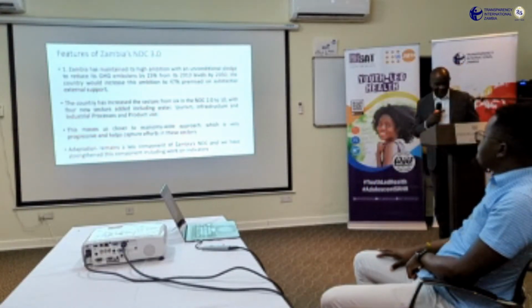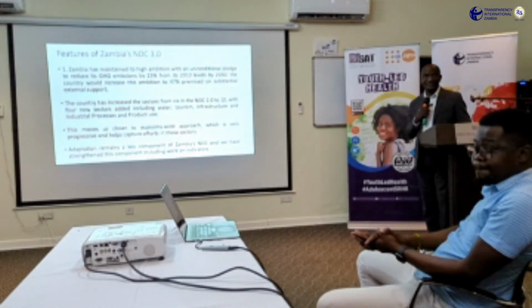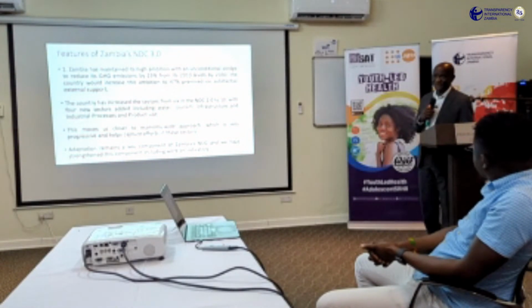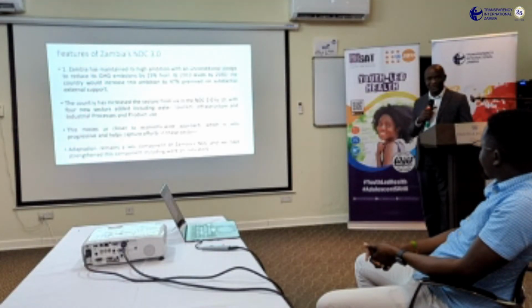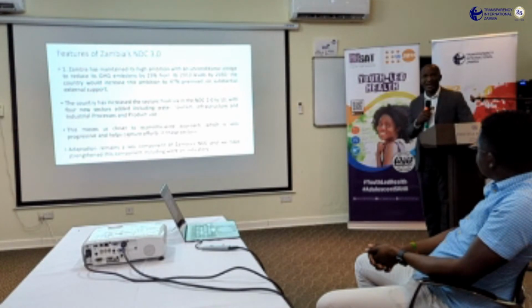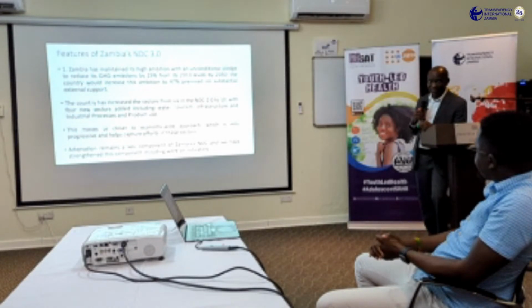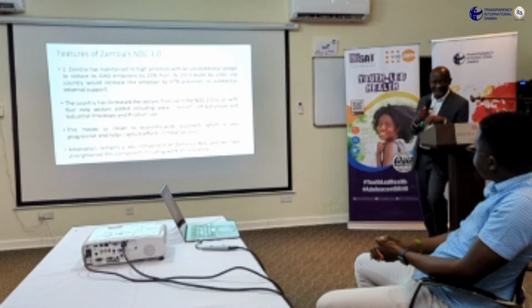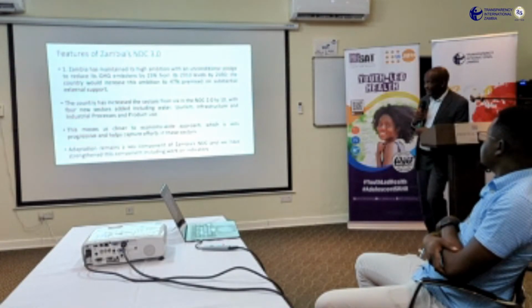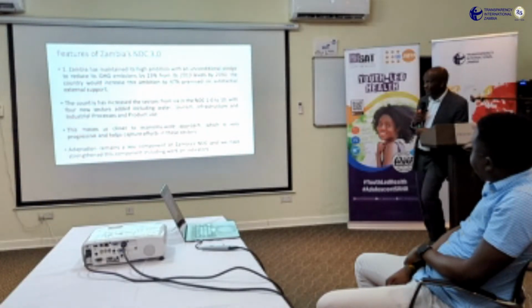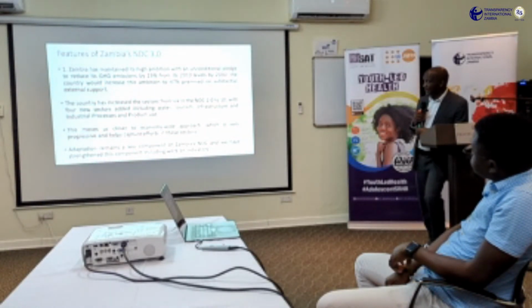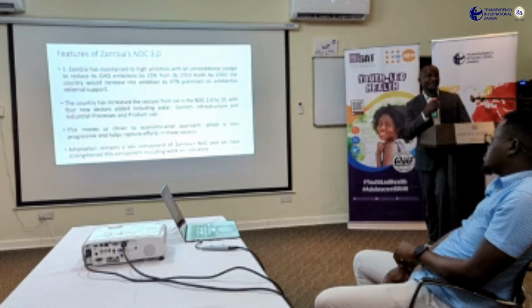Maybe just to share the key features of the NDC 3.0 which Zambia is going to submit. We've actually already made a provisional submission on 10th March 2025, because it was required by February, but we made a provisional submission as we are finalizing and consolidating. So the key features are that Zambia has maintained its high ambition of an unconditional pledge of reducing our greenhouse gas emissions by 25% from our 2010 levels, to be achieved by 2030, and that we can increase this ambition to 47% premised on substantial external support.